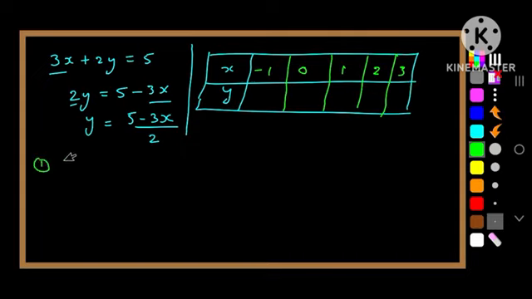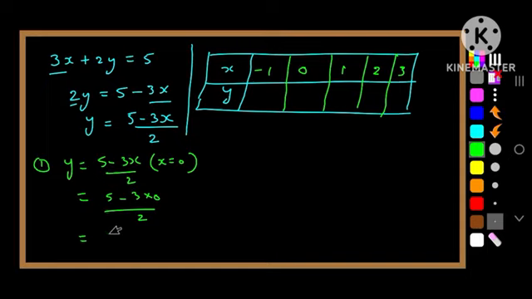So first one, y is equal to 5 minus 3x by 2. So I'll take x is equal to 0. x is equal to 0. So y is 5 minus 3 into 0 by 2. So I'll get 5, 3 into 0 is 0, 5 by 2. So 5 by 2 is nothing but, this is coming in ratio, no? So you divide this, and when you divide this, you will get the answer as 2.5. So you simply write the value 2.5 under 0.